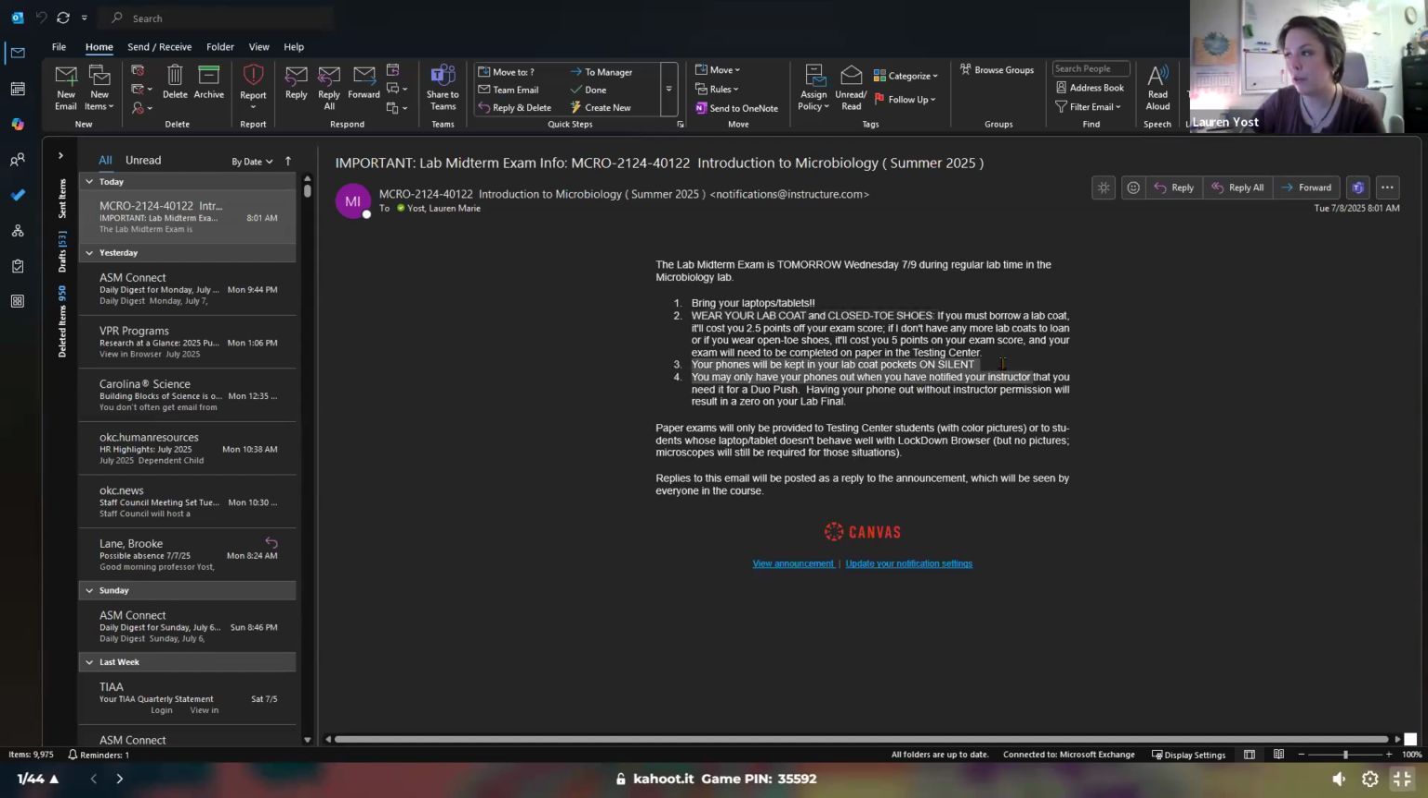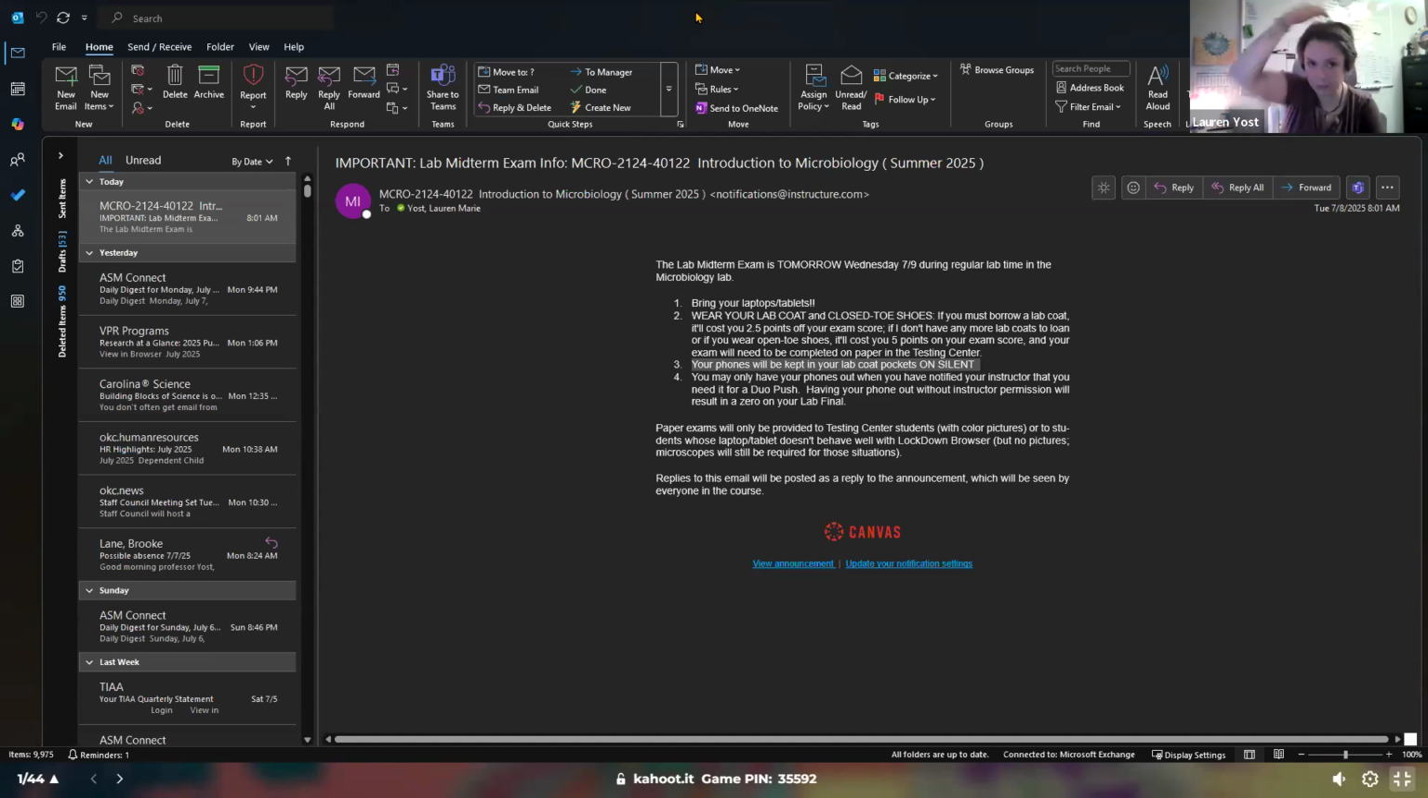You do want to keep your phones with you in your lab coat pocket, just in case you do need a duo push or I have to reset it again. It happens every exam that we have. Somebody gets locked out of their exam and I'll have to reset it and you might need a duo push. So please keep your phones in your pocket on silent. Do not disturb it. Turn off your notifications. I had a student who said, oh, I have an alarm that goes off every day at noon, so my alarm's going to go off. No, turn it off for the exam. So keep that in mind.